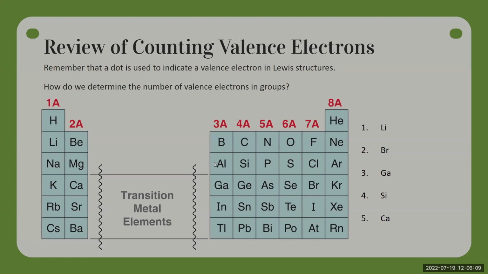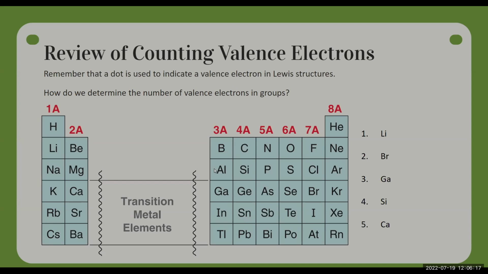So a quick recap on counting valence electrons. Remember that we can use dots to indicate a valence electron on a Lewis structure. How do we determine the number of valence electrons based on their groups? You can see hydrogen here, under group 1A, then 2A for beryllium and everything below it, and 3A, 4A, and so on, all the way up to 8A. That number next to the letter A indicates how many valence electrons we have.